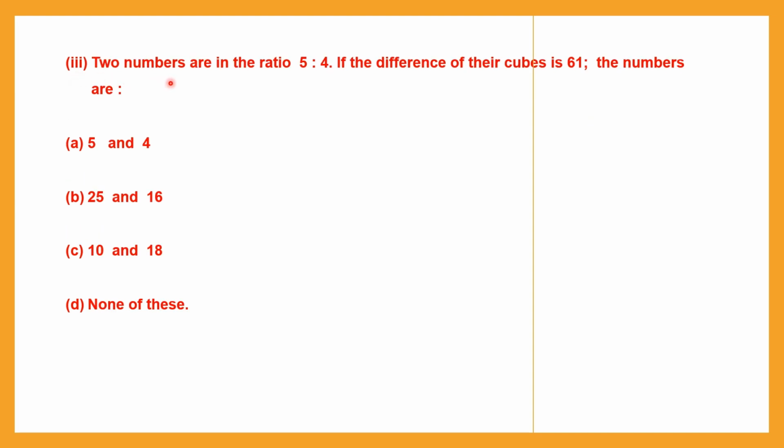Question 3. Two numbers are in the ratio 5:4. If the difference of their cubes is 61, the numbers are. So what are the numbers? There are two numbers. They're in this ratio and the difference of their cubes is 61.